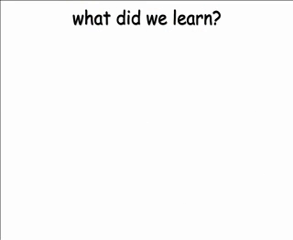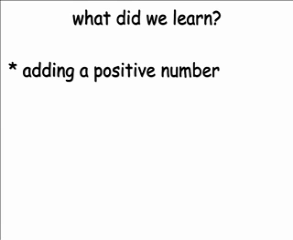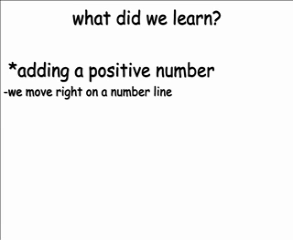Okay, so we learned a number of things today. The first thing that we took a look at was adding a positive number. And when we do that, we always know that we move right on the number line because the number is actually getting larger, okay? So you saw that we added a certain number of positive tiles, and then we just counted them all up at the end, and that was it.